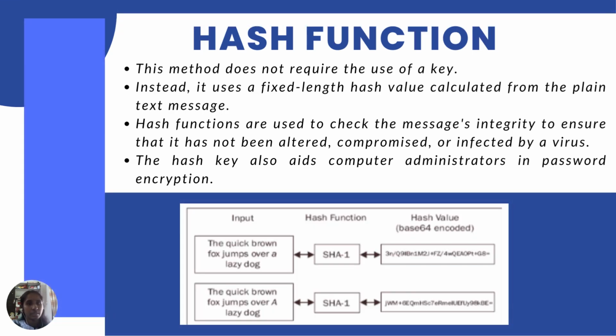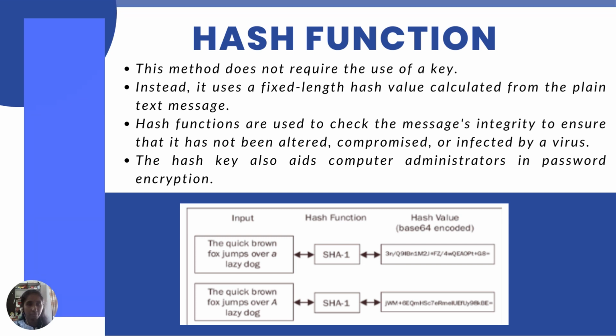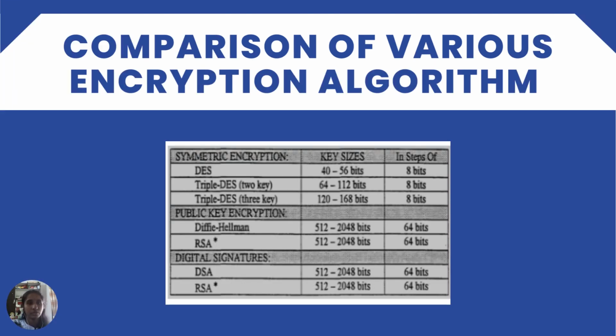The last one is the hash function. This method does not require the use of a key. Instead, it uses a fixed length hash value calculated from the plain text message. It is used to check message integrity, to ensure that it has not been hacked, compromised, or infected by a virus. This table is a comparison of various encryption algorithms. So we can see from this table.